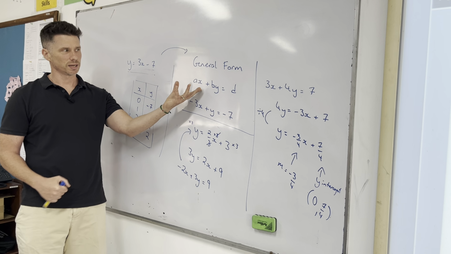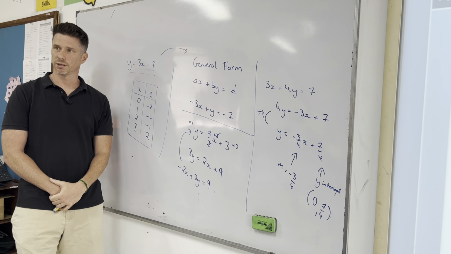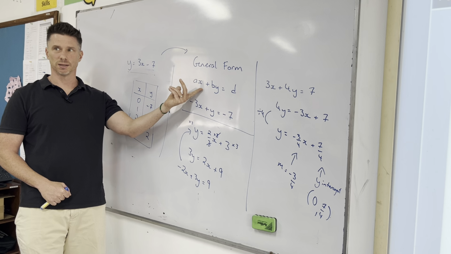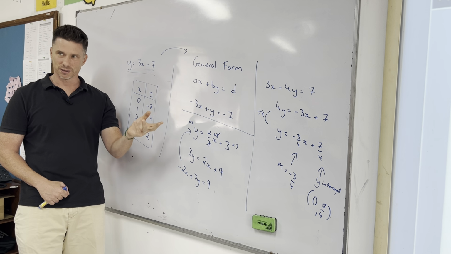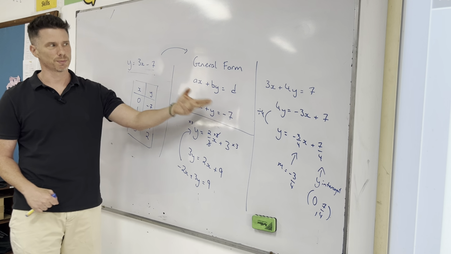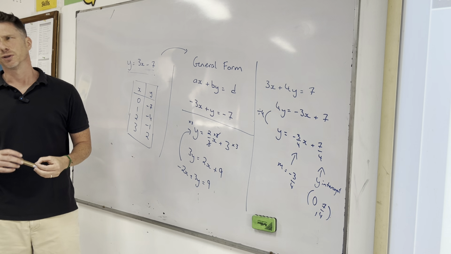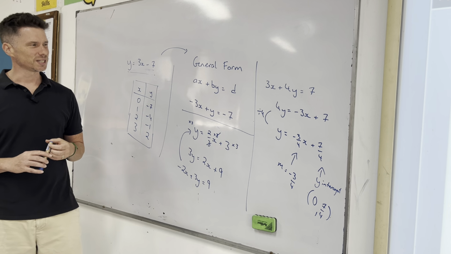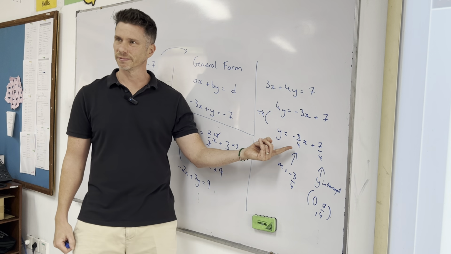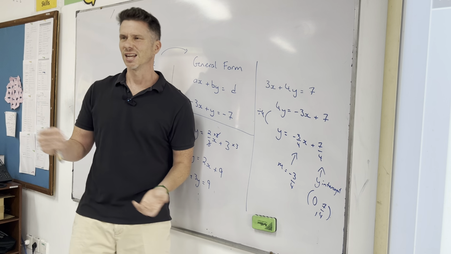The gradient is not visible; you'll have to rearrange it to get the gradient. You have to divide, and it's going to be negative a over b. If you want to learn that, you can, but you don't have to. Just remember to rearrange it to y equals. So general form is not very useful. Yeah, but it's a bit tidier because it doesn't have fractions in it. I don't like it. No, neither do I.